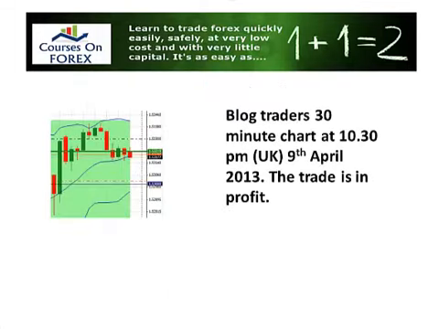However, we're now on the 9th of April, it's 10:30 p.m., and the trade hasn't got that far down. So it's in profit, but it hasn't made as much profit as I wanted it to. So I've got two choices. I can either close the trade and start again, or I can simply wait. And in this case, I'm going to just wait and see what happens.